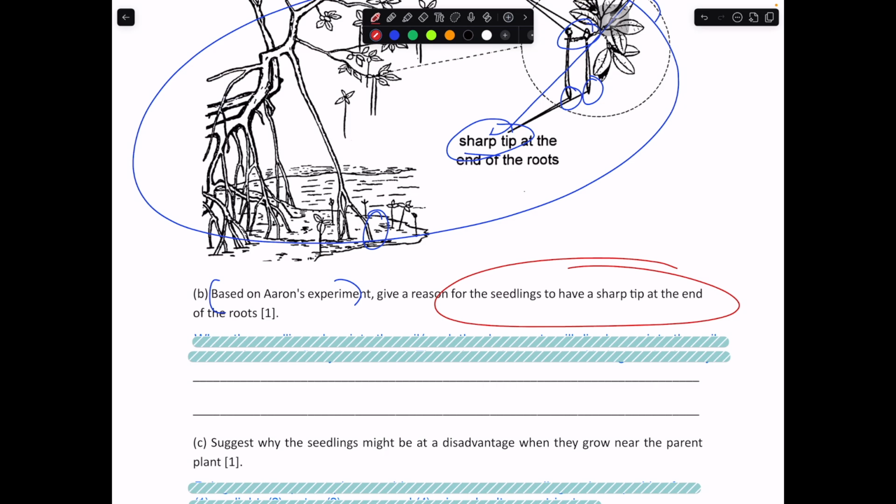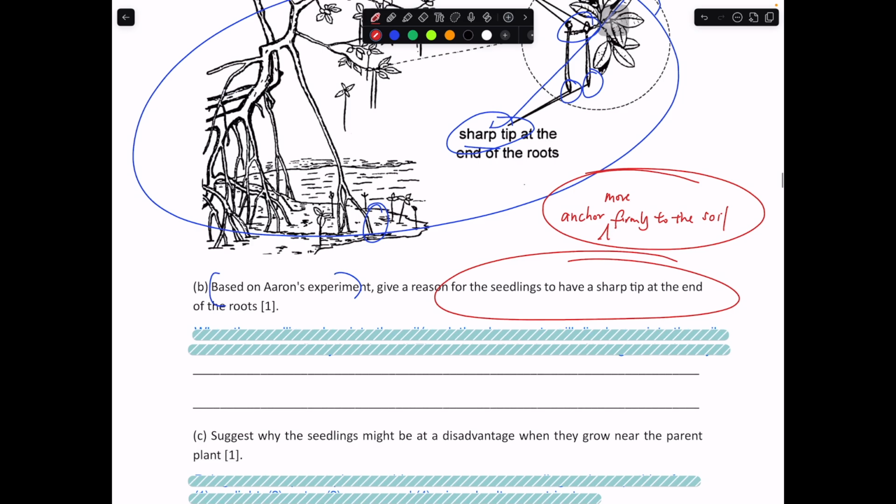The function of roots in this case that is more applicable is to anchor firmly to the soil, or to the mud in this case. But how does a sharper root help it to do its job? It anchors more firmly into the soil, so it stays in the soil more steadily or more firmly, so that they can reduce their chance of being washed off. So we are using the function of roots to help us to actually answer this question.